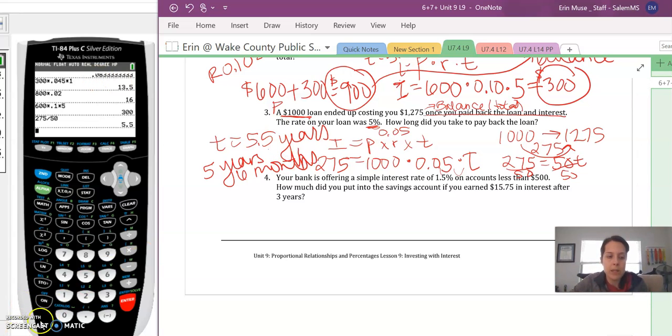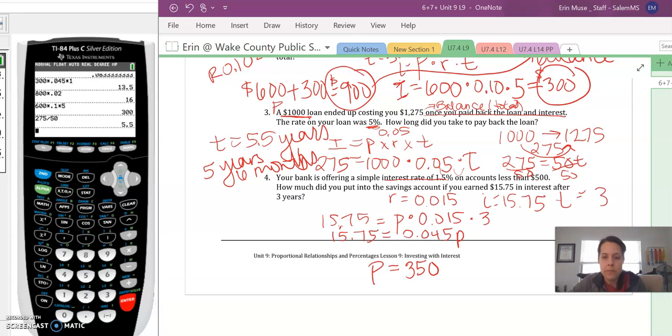Take a moment and do number 4. All right, and hopefully you were able to kind of pick out all the information. I found the rate, I found the interest, and I found the time. I just had to solve for P. So I filled it in, I simplified those 2 factors and divided both sides by 45 thousandths, and I got $350 was my principal.